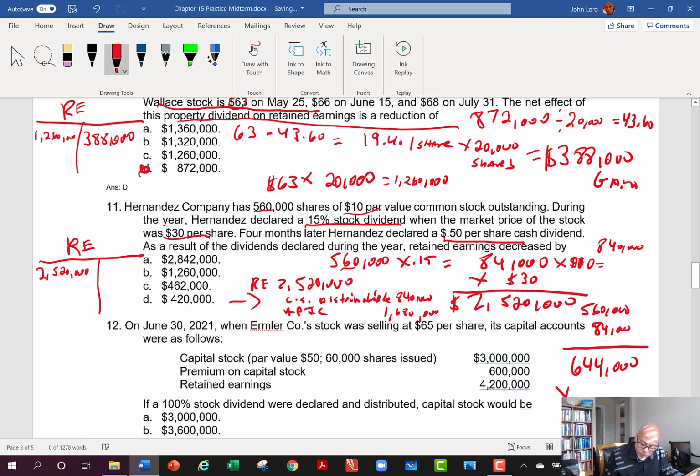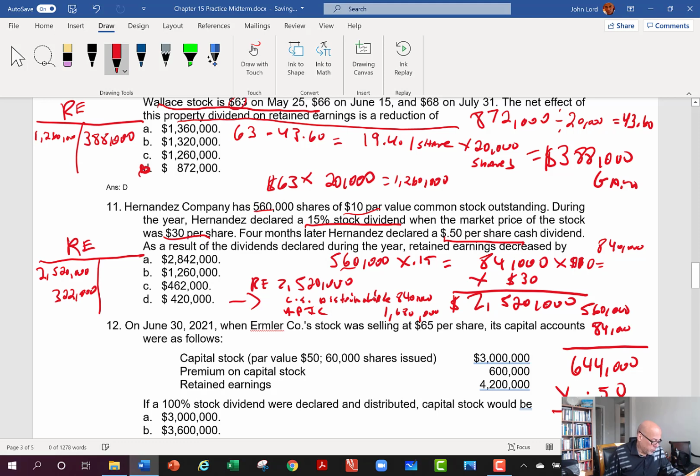a 50-cent dividend per share. So I take that 644,000 times 0.5, that gives me 322,000. I would debit the retained earnings and credit, in this case, it's going to be a cash dividend for the 322,000.